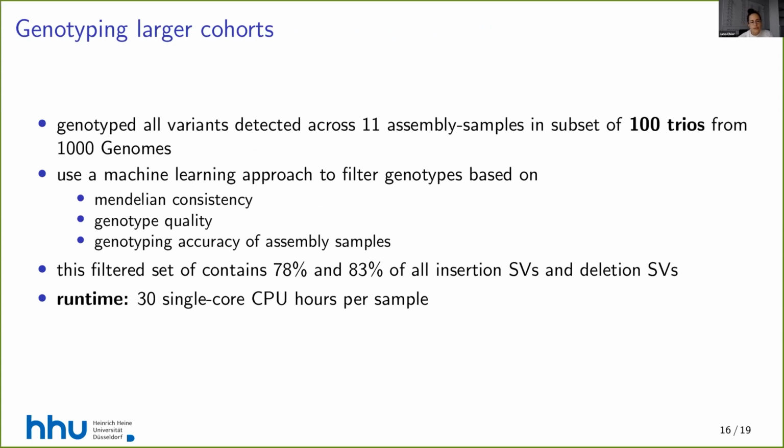So we genotyped all the variants that we have detected across these 11 assembly samples in a subset of 100 trios from the 1000 Genomes project. And then we used a machine learning approach in order to filter the genotypes predicted for all these 300 samples. And this machine learning approach takes several features into account. One is the Mendelian consistency, genotype quality, or the genotype accuracy for the assembly samples. And the filtered set that we get in this way contained around 78% of all insertion SV alleles and 83% of all deletion SV alleles. And yeah, also the runtime for each sample was around 30 single core CPU hours.